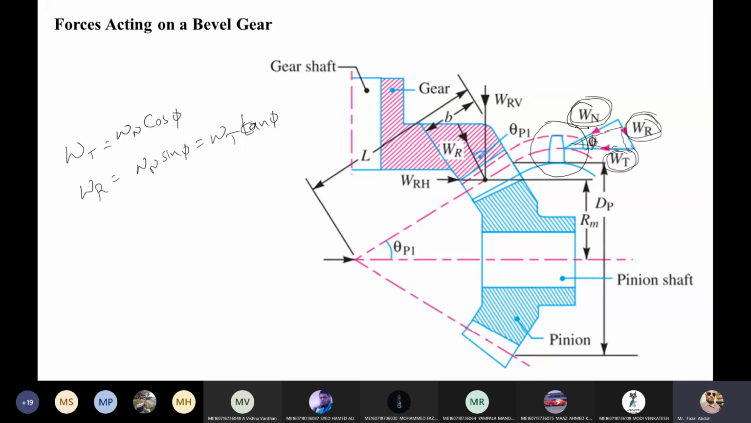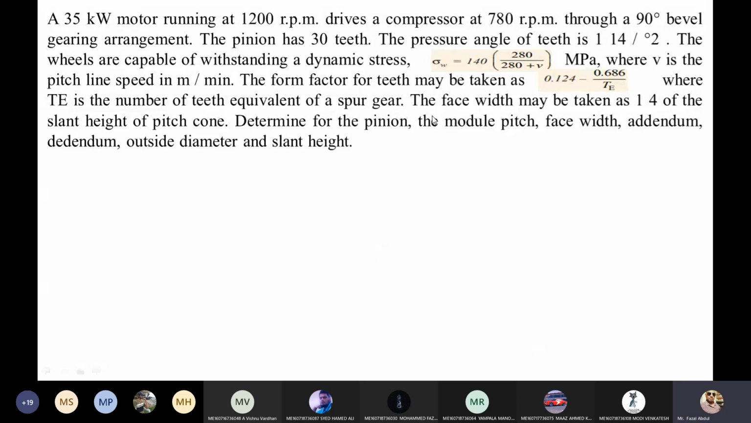So these are the forces acting. First one is the normal load, acting due to transmitting the power. This normal load has two components, one tangential and one radial, and to calculate WR and WT we have these empirical relations. So these relations we need to remember. Now today we are going to discuss some numericals on this bevel gear topic.